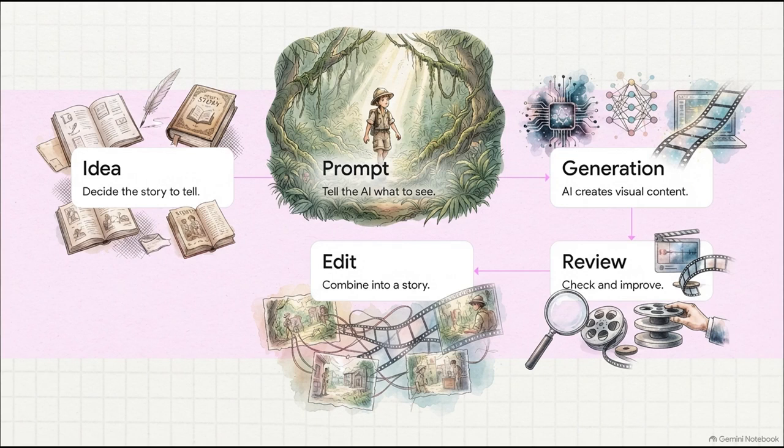Step 1, of course, is finalizing your idea, figuring out what story you actually want to tell. Step 2 is writing your prompt, which is essentially your instruction manual telling the AI what it needs to see. So you might ask for a young explorer walking through an ancient cinematic jungle with sunlight filtering through the canopy. Step 3 is generation. That's where the AI analyzes your words and creates the clip. Step 4 is reviewing what it gave you. And finally, Step 5 is where you edit and combine your different scenes into one cohesive narrative.